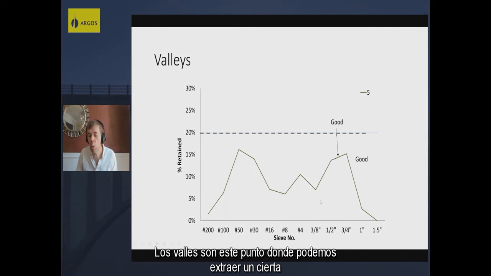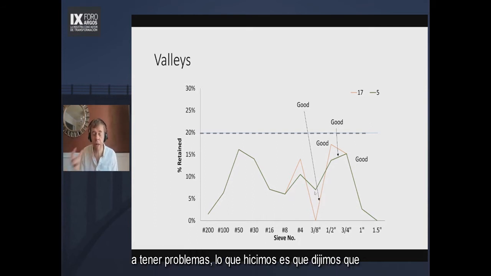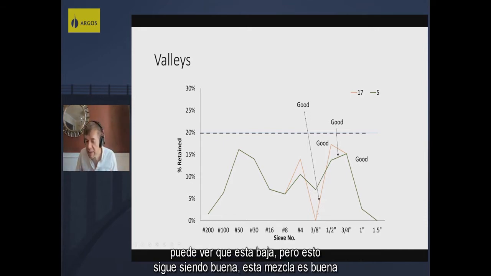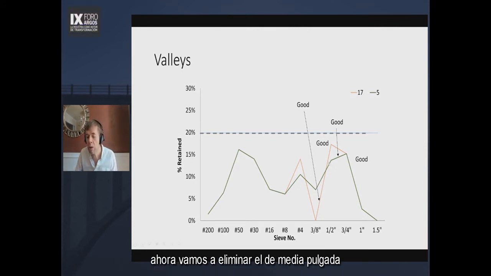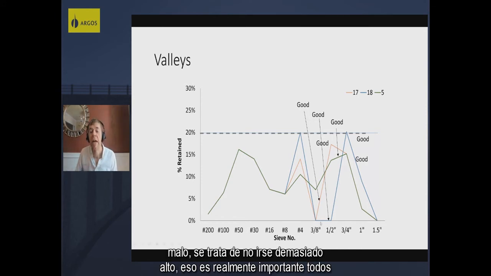Valleys are this point where we can remove a certain sieve. For example, some people think that if I get too low in a certain sieve, I'm going to have problems. So what we did is we removed this out, took it out, totally removed it. And you can see this goes down, but this is still good. This mix is good. Now we're going to remove out the 1/2 inch as well. Remove this and this. So going down isn't necessarily bad. It's about not getting too high.